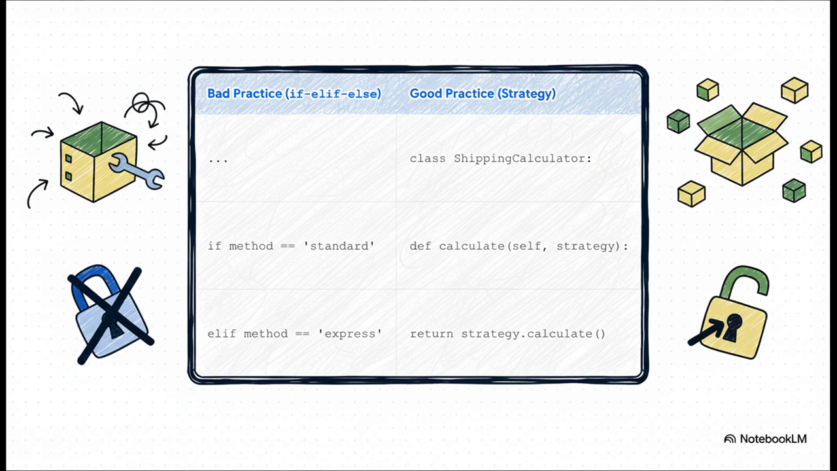Look at the after. The new shipping calculator is so simple and stable. It's wonderfully dumb. It has no idea what standard or express shipping even is. All it knows is how to talk to something that behaves like a shipping strategy. So now, when the business wants drone delivery, we just write a new drone shipping class. The calculator itself, we don't touch it, ever. That is being closed for modification but open for extension.